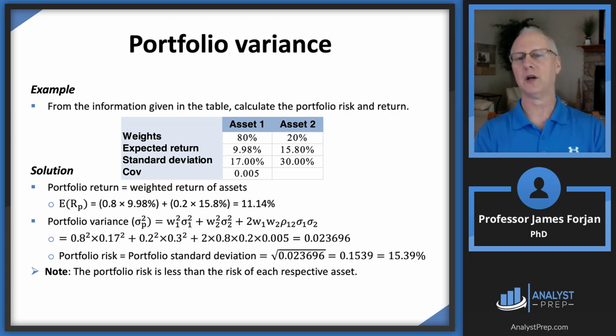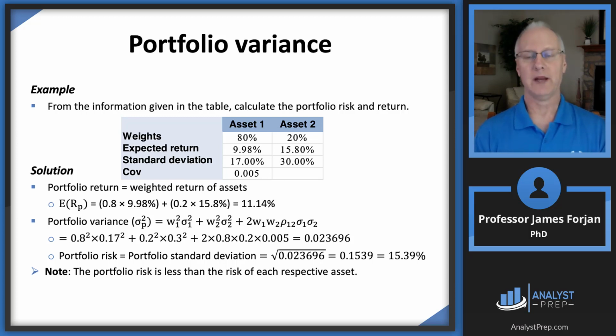And when you do the algebra and you do the summation and you cancel everything out, you get a lot of squared numbers. So we're going to take the weight squared, 0.8, times the standard deviation squared, which is the variance. So we got 0.8 squared times 17 squared, right? And so we're going to do this all the way through for asset 1 and asset 2. And then we need to do that covariability term. So 2 times 0.8 times 0.2 times the covariance. And so that gives us 0.023696. Take the square root of that, and we get a standard deviation of 15.39%.